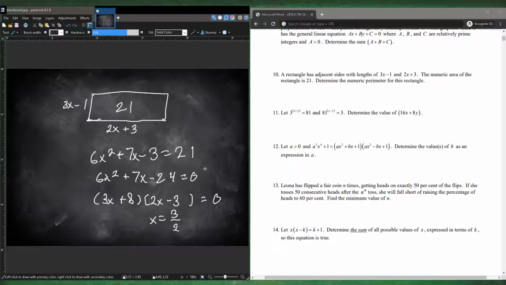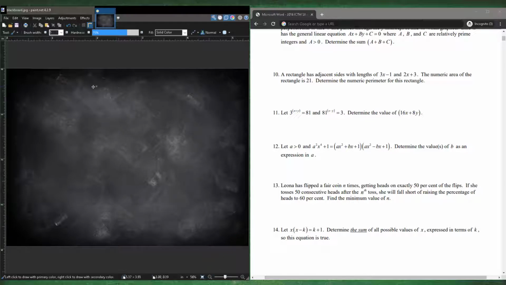So for number 10, we'll have to find the numerical perimeter for the rectangle. So the perimeter is length plus width times 2. So that's 5x plus 2 times 2, 10x plus 4. And then plug your x in. So that will be 5 times 3 over 2, which is 15. 15 plus 4 is 19. So that's your answer for number 10.